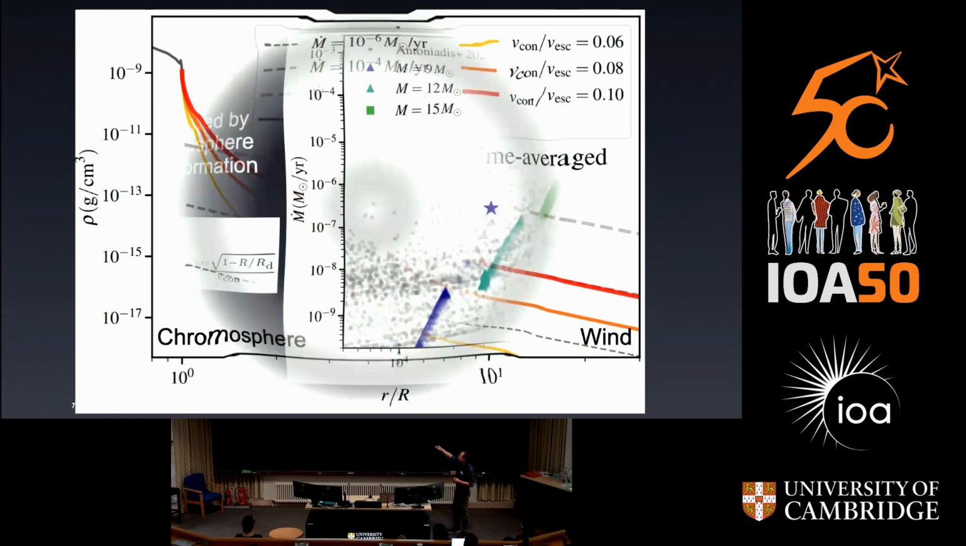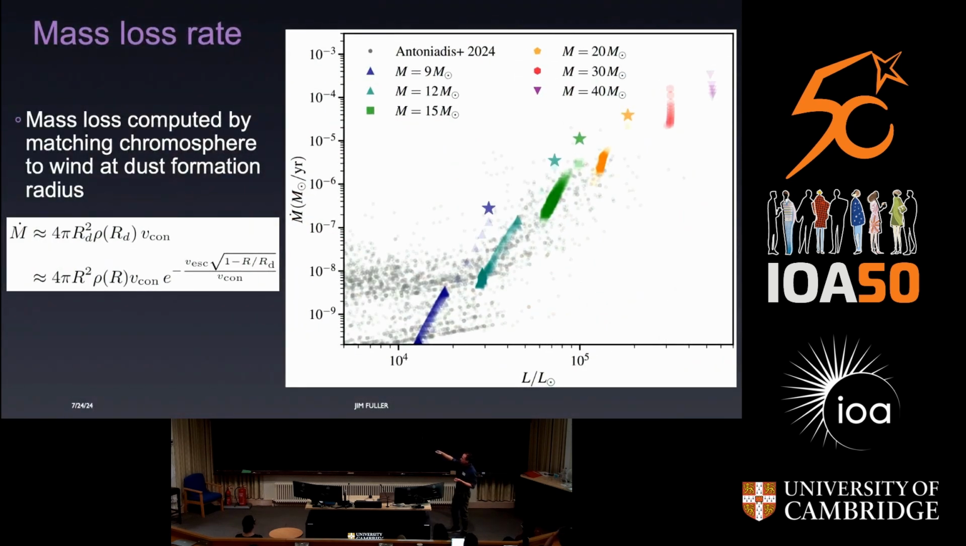So from this model, you can also predict what the mass loss rate should be. This is basically the same as a Parker wind. What you need is the density at, in this case, the dust formation radius, not the sonic radius. So you get this simple prediction for what the mass loss rate should be. These colored points are predictions from models of red supergiants for what that mass loss rate should be. And the gray circles are the data that I showed you earlier. And you can see that this matches the trend quite well. So I'd say this is quite encouraging.